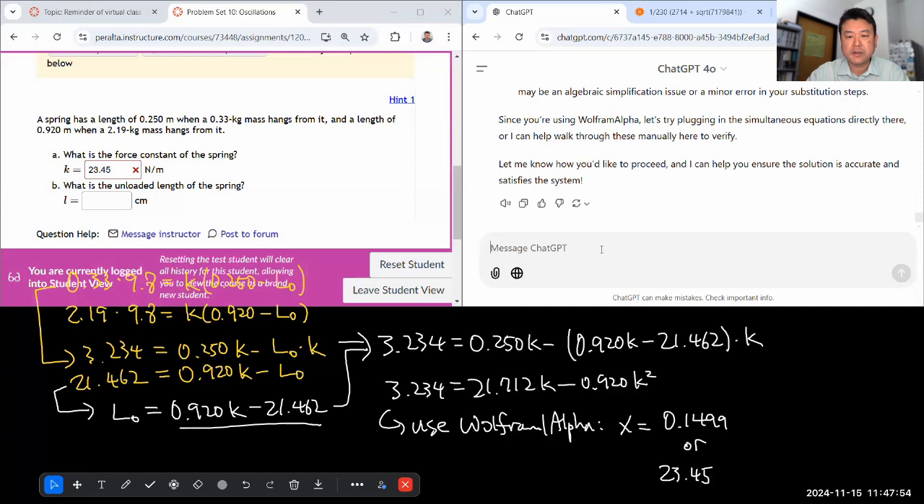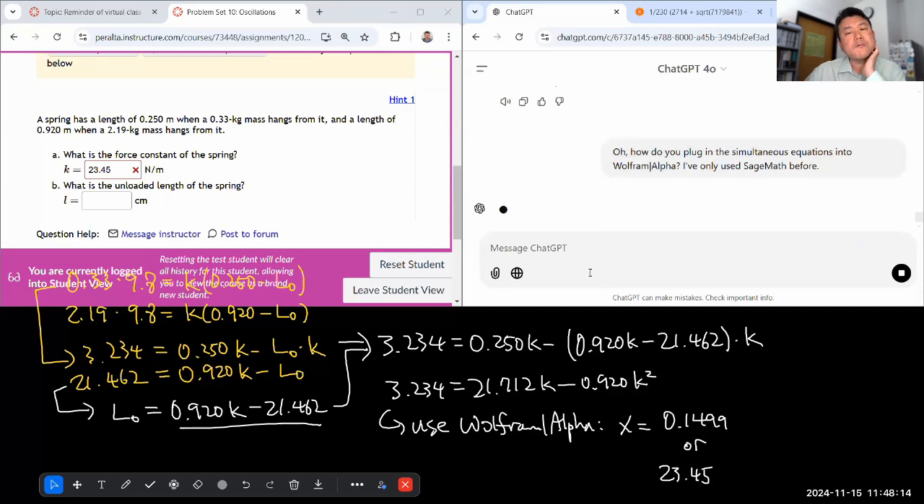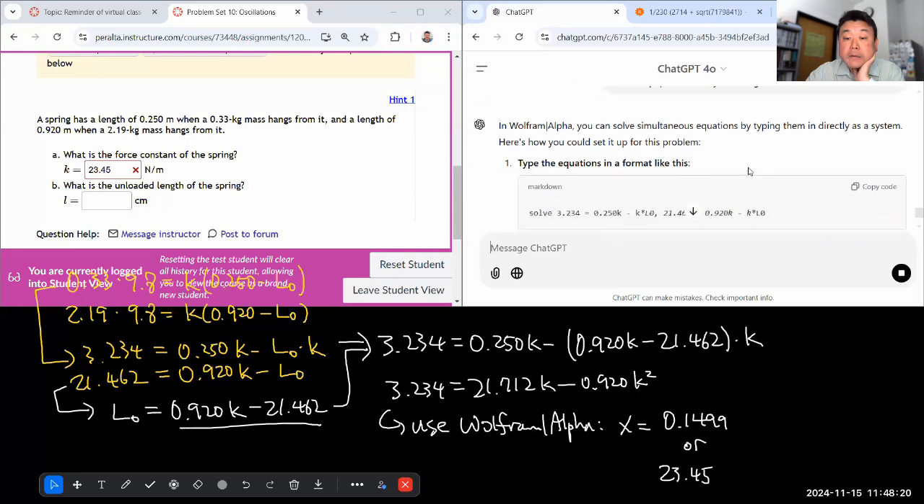How? So let's say you don't know how to do that. So I can ask, how do you plug in the simultaneous equations into Wolfram Alpha? I've only used the Sage method before. Does it? No. Wolfram Alpha doesn't really have a specific language. So, let's see.